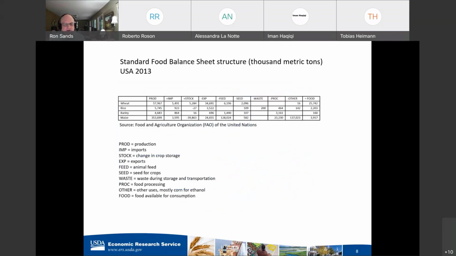So here's just a reminder of what a food balance sheet looks like. These are just a few rows from the U.S. food balance sheet for 2013.